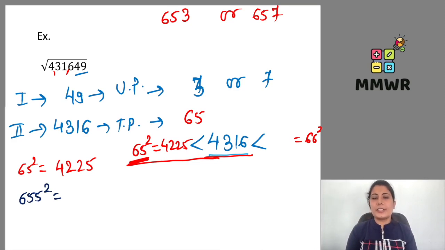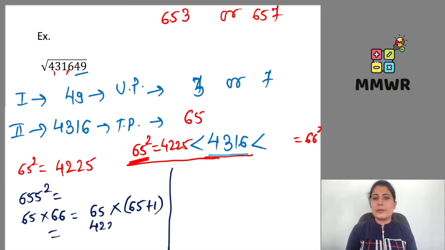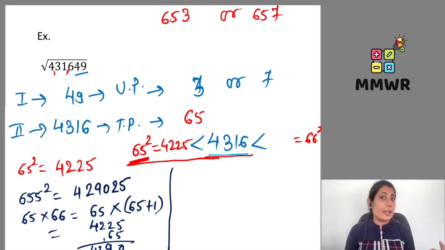Okay, so 655 square will be 65 multiplied with 66, which can be written as 65 multiplied by 65 plus 1. You can write this 66 as 60 plus 6 also. That is also okay. So 65 multiplied by 65 gives me the square of 65, which is 4225, and 65 ones are 65. Carry over 1 here. So 4290. At the end 25 will be there. So the square of 655 is 429025.